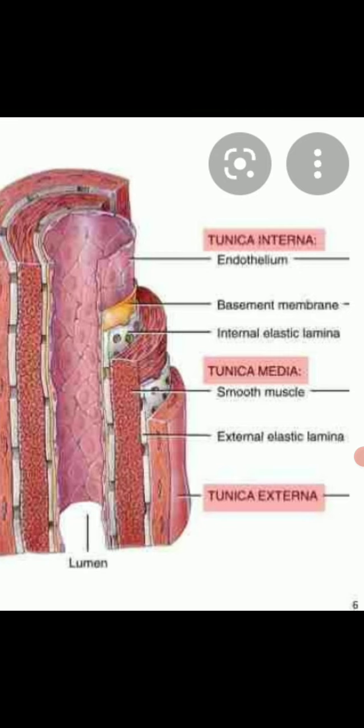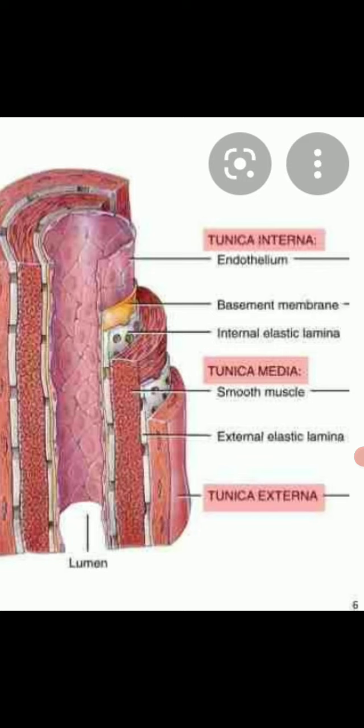Now coming to the tunica media. The tunica media is made up of two main components. One is the smooth muscle and the other one is the elastic fibers. Smooth muscle, the contraction of the smooth muscle reduces the lumen of the blood vessel, thereby increasing the resistance and the blood pressure.